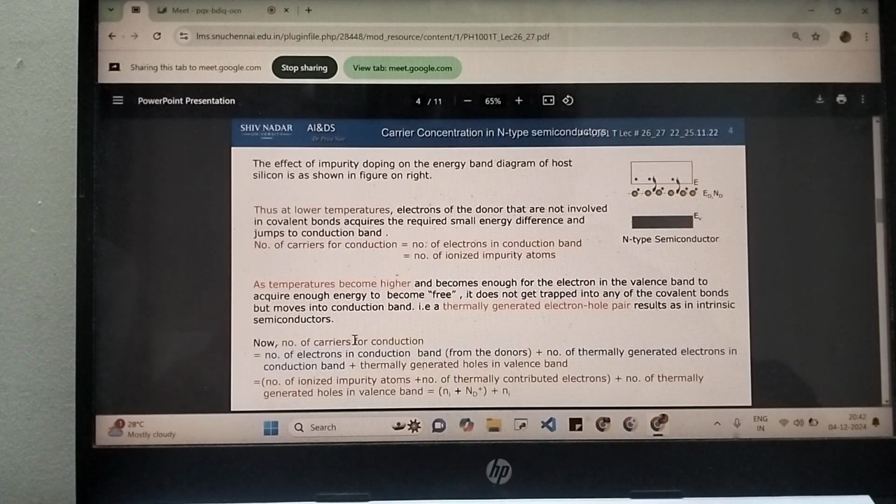So now the number of carriers will be the number of electrons in the conduction band from the donors, that is the phosphorus electrons which are now in the conduction band, plus electrons in the conduction band from silicon, plus holes in the valence band. That is equal to the number of ionized impurity atoms plus thermally contributed electrons, which is what we saw here, plus holes: Ni plus Nd plus Ni, where this Ni is silicon electrons, this Ni is silicon holes, and Nd refers to the number of electrons from the donor.